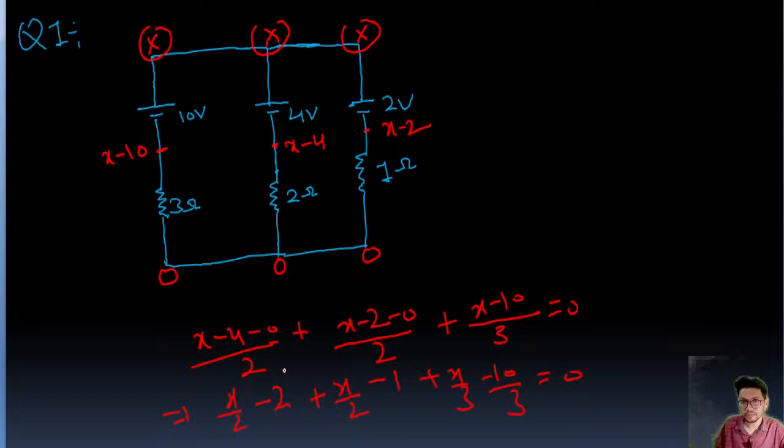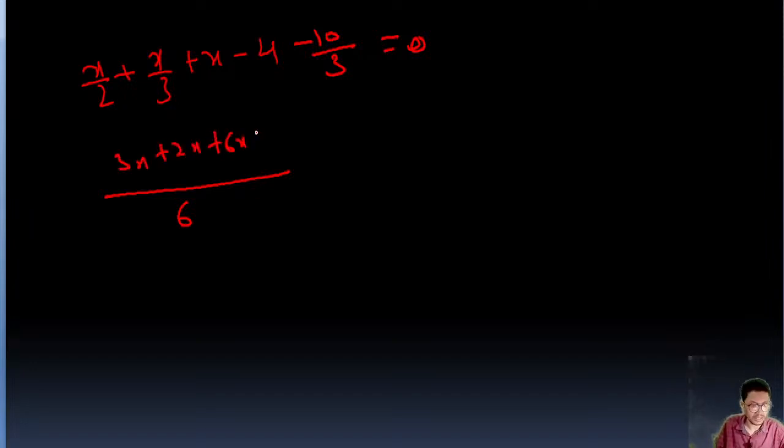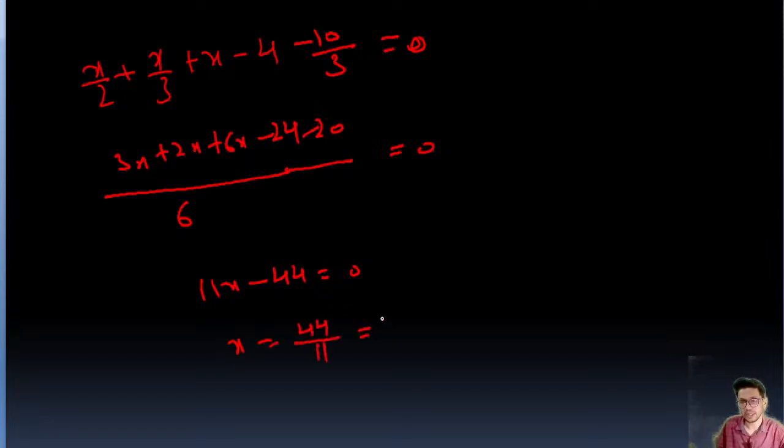This is 4, guys. This is going to be minus 4 and minus 10 by 3 equal to 0, and we'll take LCM. LCM is going to be 6, and this is 3x plus 2x plus 6x minus 24 minus 20, that is going to be equal to 0. And from here it is going to be 11x minus 44 equal to 0, and the value of x is going to be 44 upon 11, that is 4 volt.